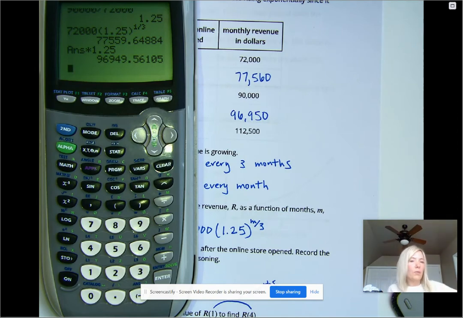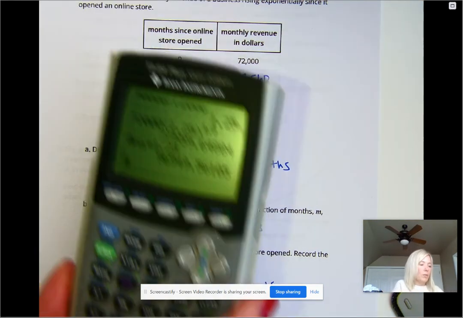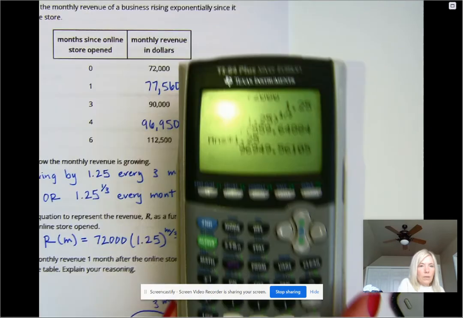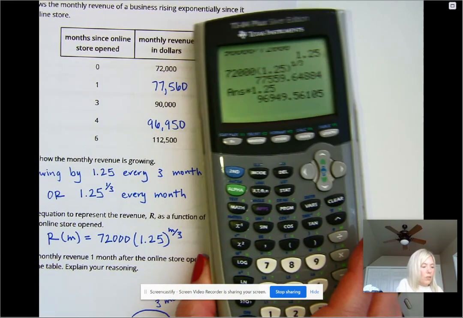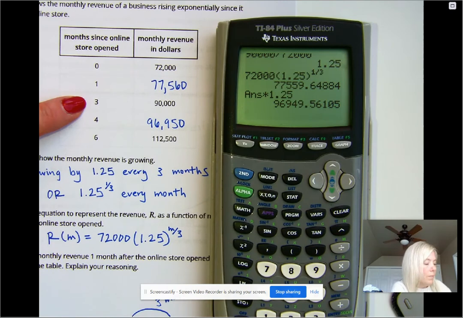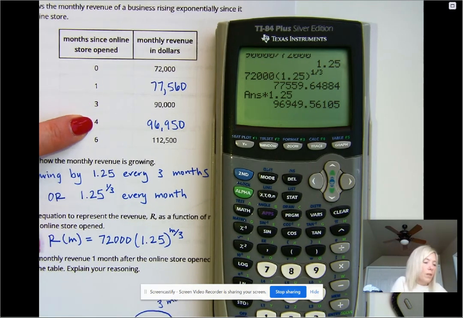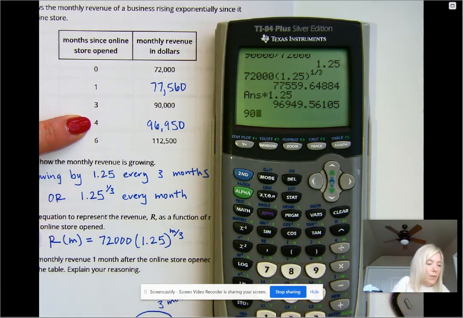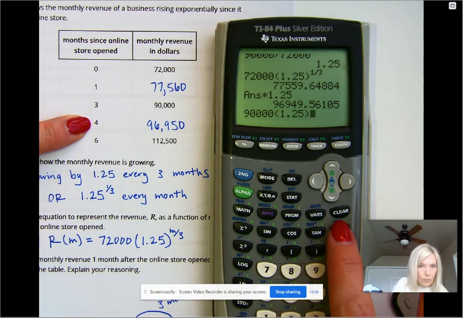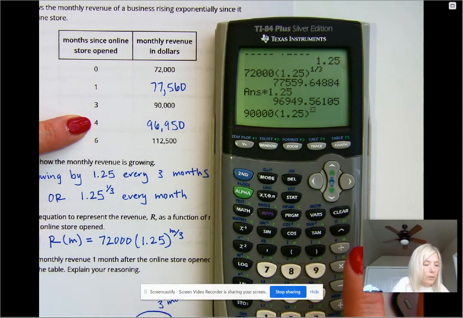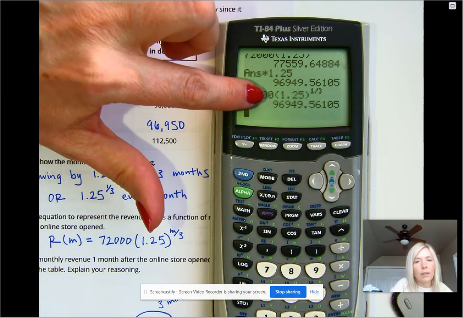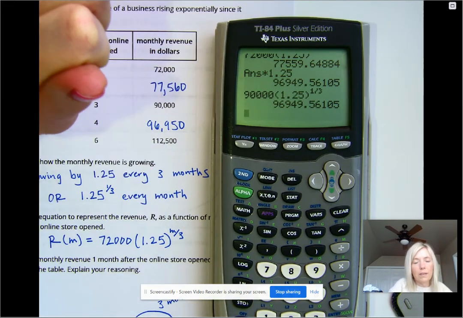And just as a side note for you, I wanted to show you that we would get the same answer if we started with R3 and used that exponent of 1/3, since this is just 1 month later. So I'll just show you. 90,000 times 1.25 to the 1/3. So we should get the same 96,949. And look at that. It's exactly the same.